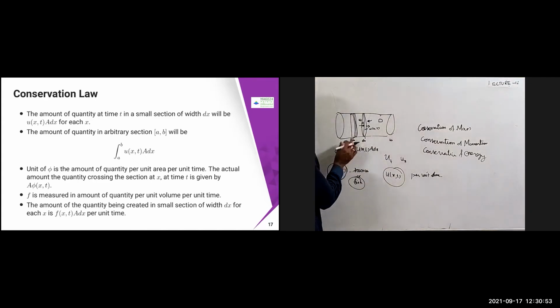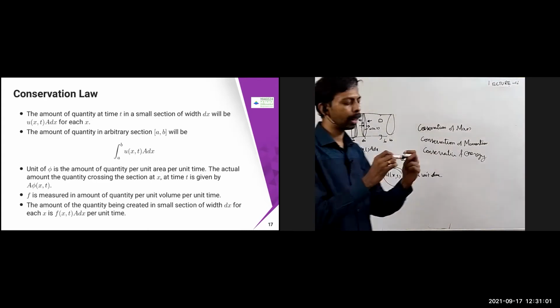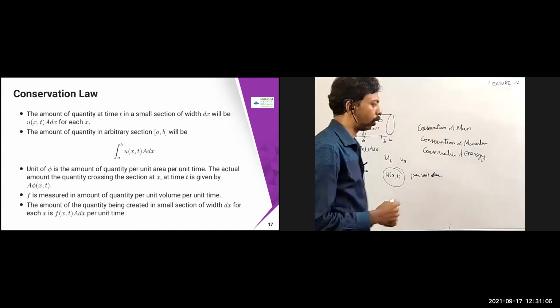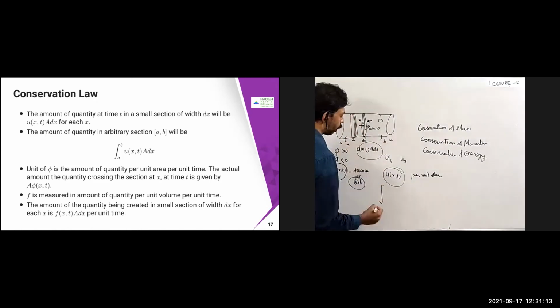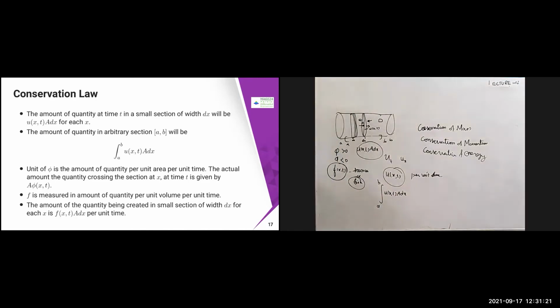So in that case, if I want to observe something in some arbitrary interval, let us take some arbitrary interval. The rod is very big, so I'm just going to take some small arbitrary interval and observe what is going to happen. So in that case, what is going to be there? You have u of x comma t, and dx is only for the small length. Therefore, for this entire interval, it is going to be the integral from a to b of u of x comma t into dx. This is going to be the amount of quantity in the arbitrary section a comma b.